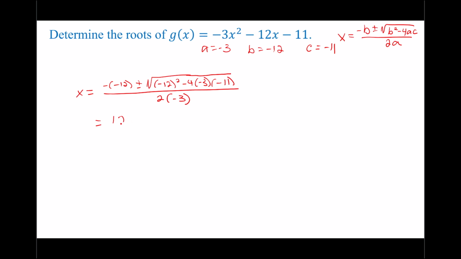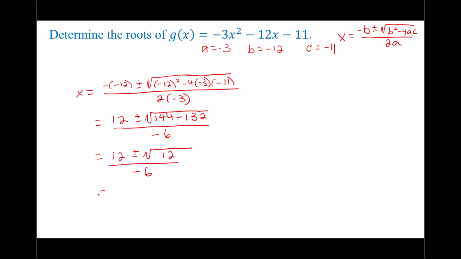So negative 12 is 12 plus or minus the square root of 144 minus 4 times 3 times 11, which is 132. We have 3 negatives, so it's negative, divided by negative 6. To simplify that, we have 12 plus or minus the square root of 12 over negative 6. You can leave it like that, or we can simplify the square root of 12 to 2 square root of 3, and then divide everything by 2. So we get 6 plus or minus square root of 3 over negative 3.